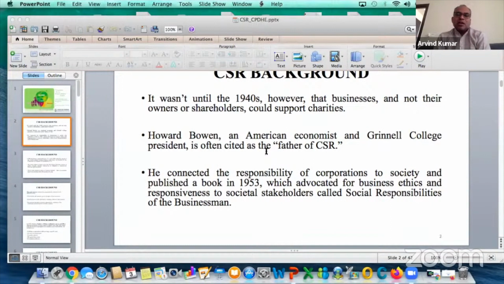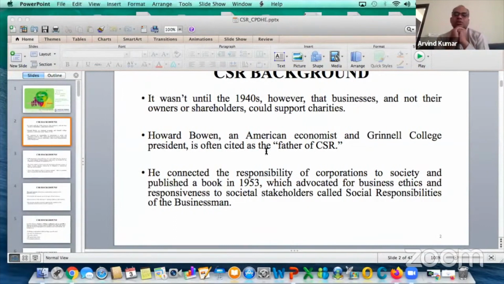By training, he was an American economist. He connected the responsibility of corporations to society and published a book in 1953. When you look at the linkage between the corporation, what we call companies or the business houses, and the society, that connection has to be established. And Howard Bowen was the one who really established the connection.